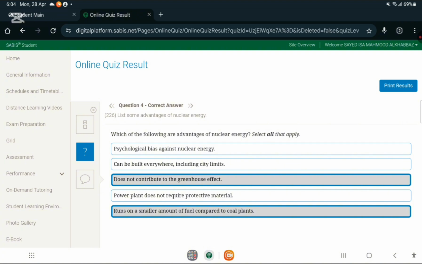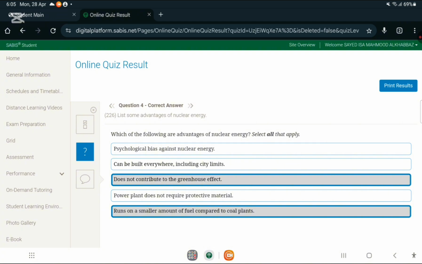Okay, they can be built everywhere, including city limits. No, they cannot be built next to living quarters, let's say, because it releases radiation. Not all radiation is stopped. It could affect humans. That is why workers in nuclear facilities need to wear protective gear to stop the radiation, or to slow the radiation down, to minimize the damages inflicted.